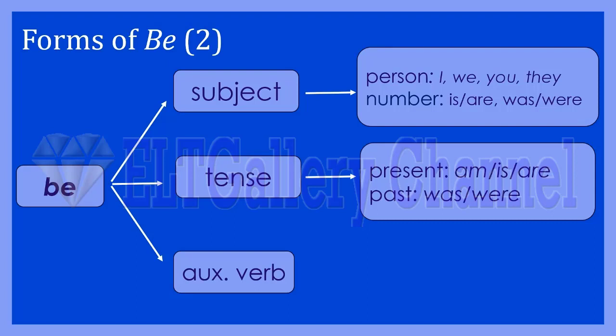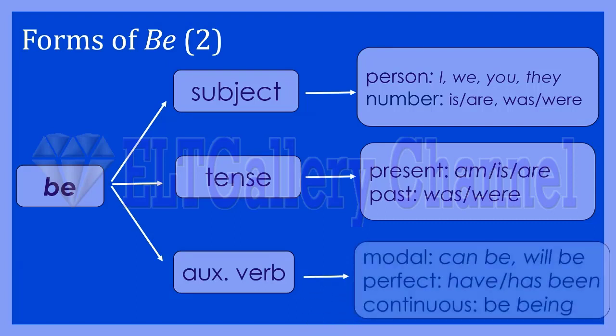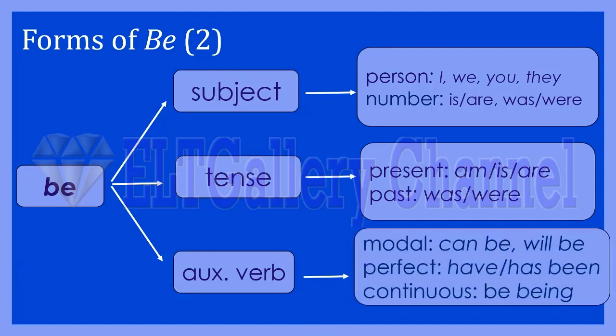And then we have the auxiliary verb. If we have a modal, then we just have be: can be, will be given, can be sold. If we have perfect, we have have and has, which should match the subject, and then we have been after have and has. And then we have the continuous form. You have two be's here: the first be is for the continuous, is being, and for the passive, we have being.